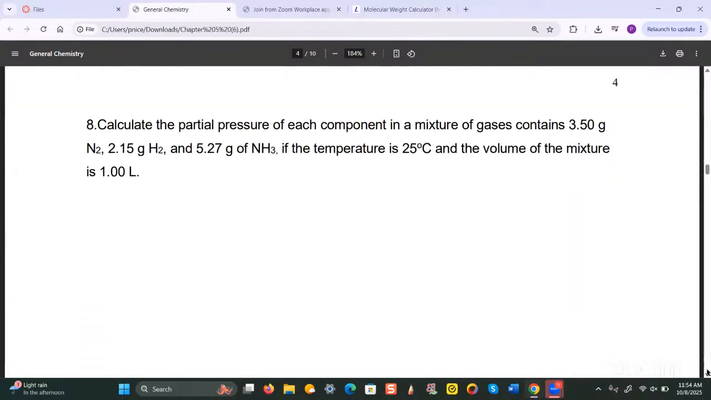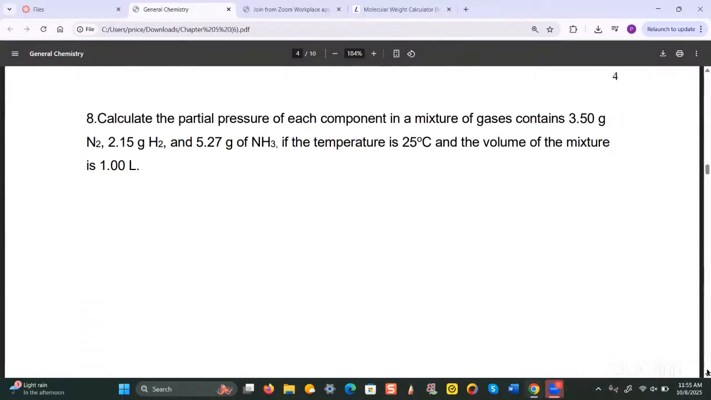Okay, so this one says you have to calculate the partial pressure of each component in a mixture of gases, and it gives you the numbers in terms of the mass of each gas. It gives you also the temperature, and the volume of the mixture, which is 1 liter. It's actually very simple, a bit long-winded, but very simple. Basically, what you need to do is calculate, using the ideal gas equation, the pressure of each gas, right?